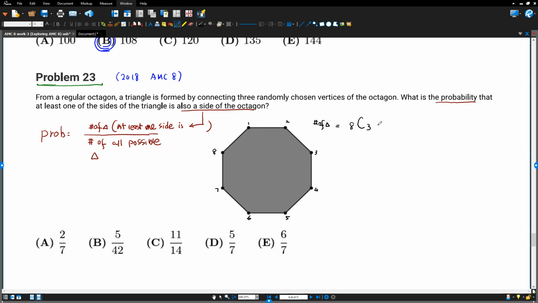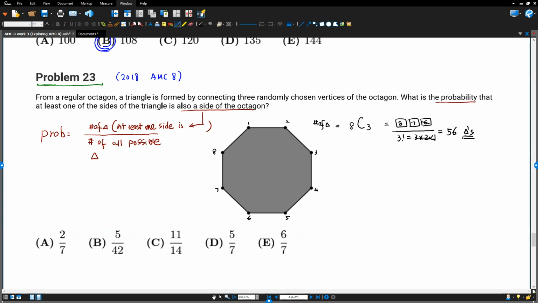If we calculate this one, 8 times 7 times 6, divided by 3 factorial. 3 factorial equals 3 times 2 times 1. When you cancel out, the 6 is out. There will be 56 triangles.